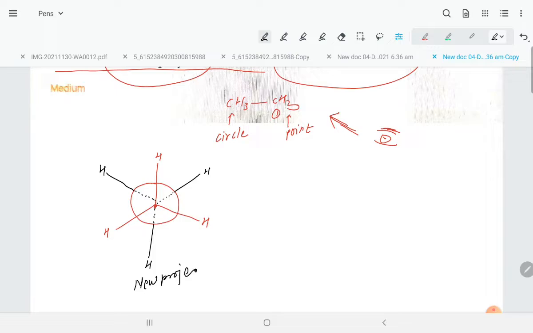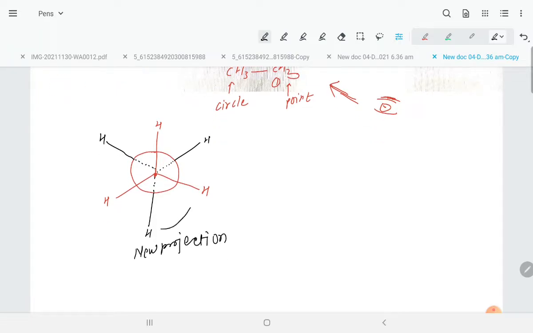Here the distance between two hydrogens is large, and the angle is 60 degrees. If it is 60 degrees, that is what is known as staggered. This is the Newman projection of the staggered conformation.